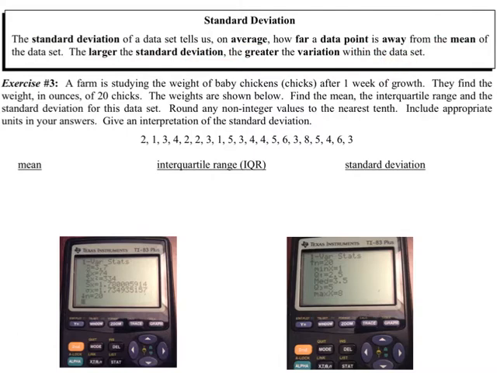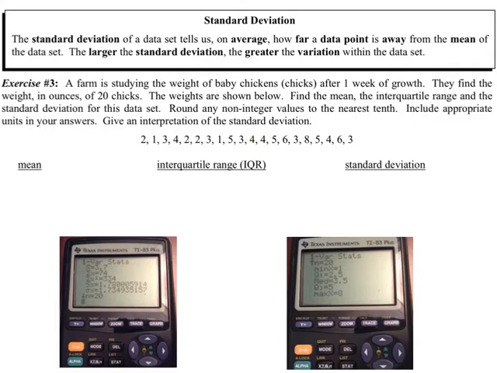So let's look at exercise number 3 now that we understand what standard deviation is. A farm is studying the weight of baby chickens, chicks, after 1 week of growth. They find the weight in ounces of 20 chicks. The weights are shown below. Find the mean, the interquartile range, and the standard deviation for this data set. Round any non-integer values to the nearest tenth. Include appropriate units in your answers. Give an interpretation of the standard deviation.